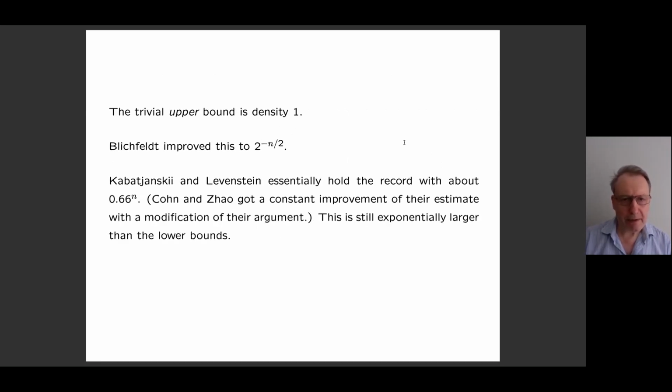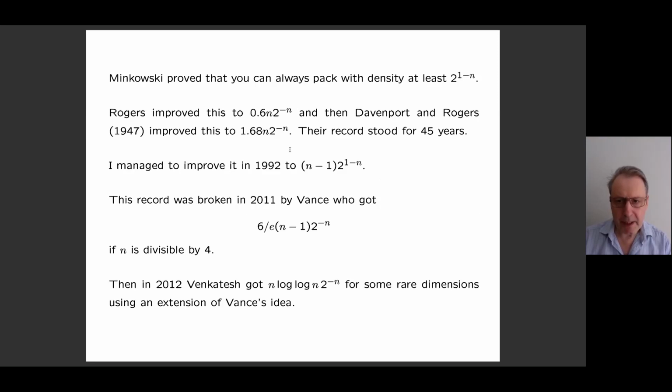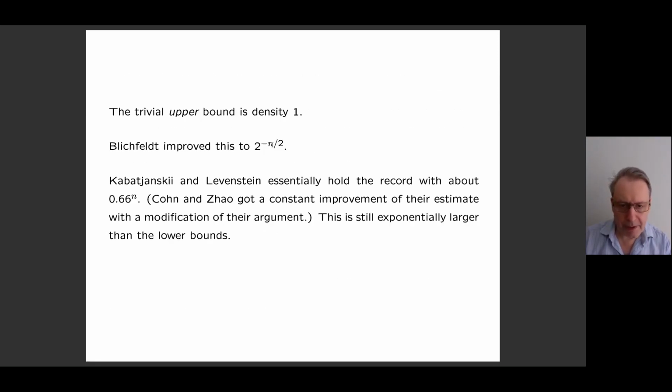The upper bounds, well, there's an obvious upper bound. You can't have density bigger than 1. You can't cover more of space than there is. The most famous classical upper bound, which improves on this, is by Blichfeldt, who got 1 over root 2 to the n. So notice there's an exponential gap here between 2 to the minus n from below and 2 to the minus n over 2 from above. 1 over root 2, or 0.707 to the n from above.